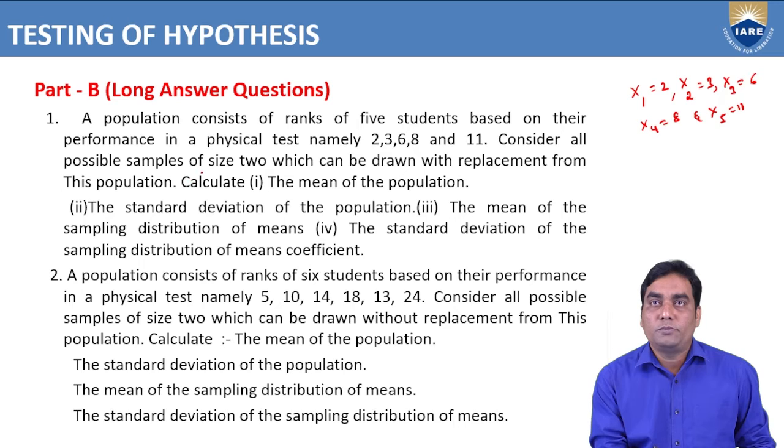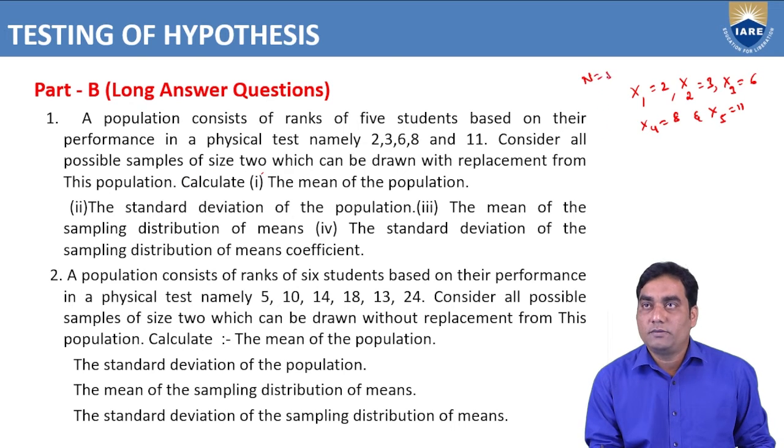Consider all possible samples of size 2. Capital N equal to 5 population, small n equal to 2, because samples of size 2 can be drawn with replacement, which means an infinite population. Infinite population means how many samples can we draw? N power n samples we can draw. That means 5 squared samples, that means 25 samples we can draw.